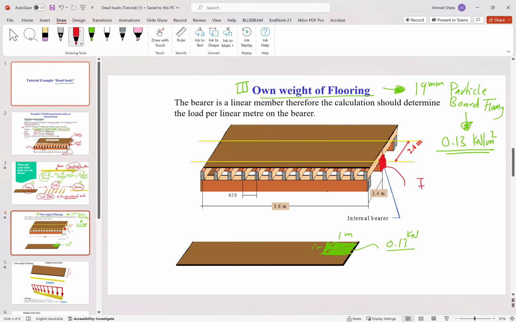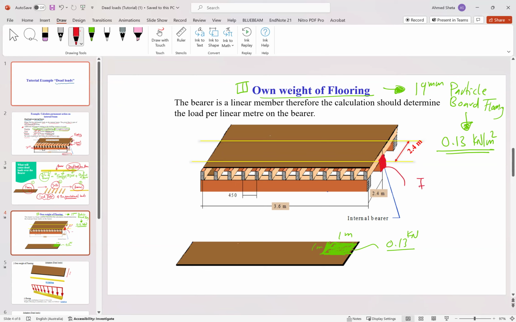If we look at this on plan, we have beam, beam, and internal beam. The distance here is 2.4 given. The middle beam will carry half the spacing from the top and half from the bottom, so it will carry 1.2 from the top and 1.2 from the bottom. So the total will be 2.4. The internal beam will carry this yellow area.